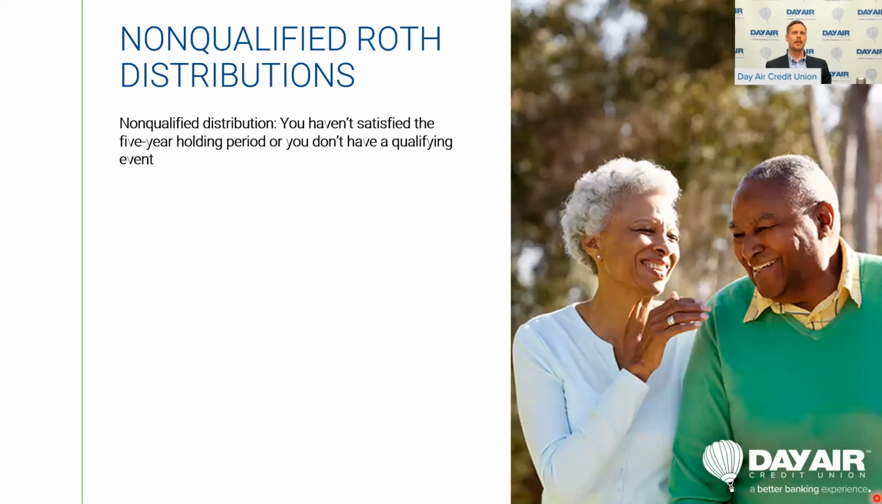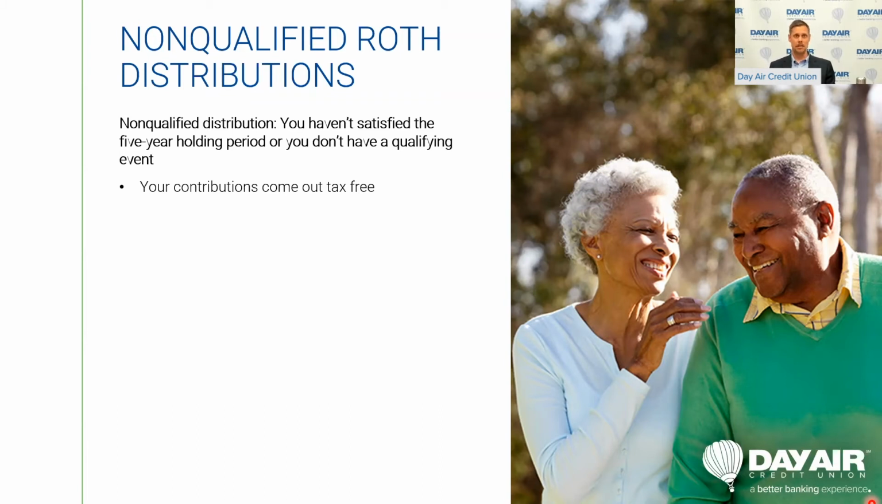Okay, so let's talk about non-qualified Roth distributions. So obviously qualified is better than non-qualified, but one very advantageous thing about Roth IRAs is the ordering of which withdrawals come out of the account. So there are 3 different types of funds in a Roth IRA. Number 1 is the contributions made. So the contributions are money that you took out of your checking or savings account and put in the Roth IRA.